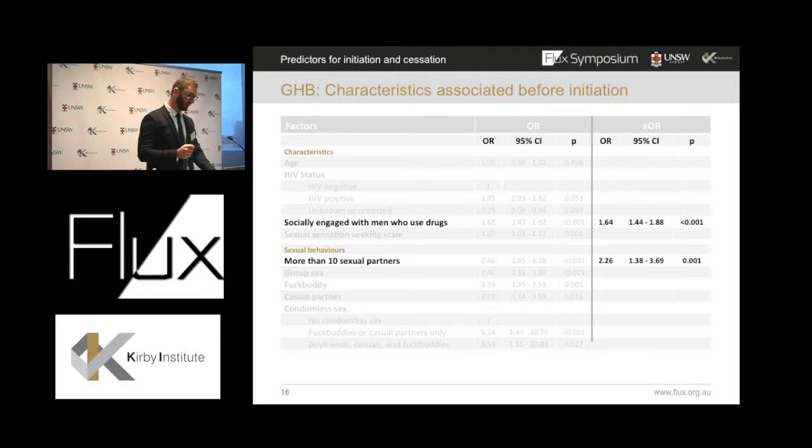However, it does seem to reiterate the findings in Brendan's analysis that GHB use and crystal use are fairly closely connected.